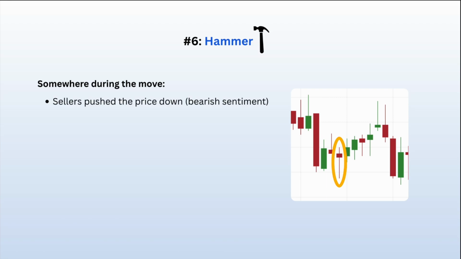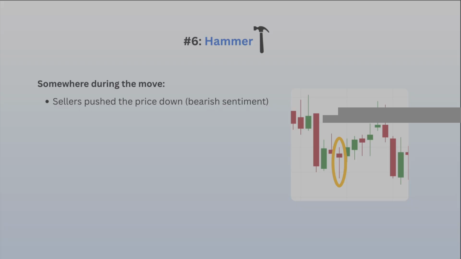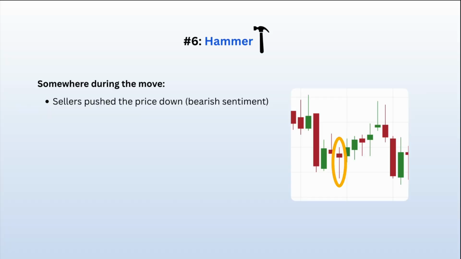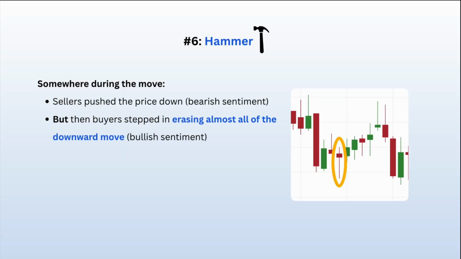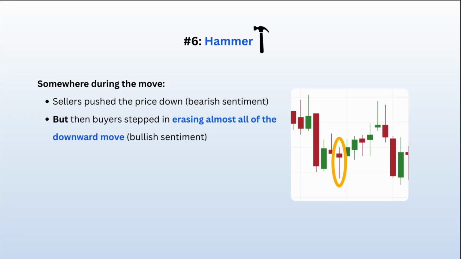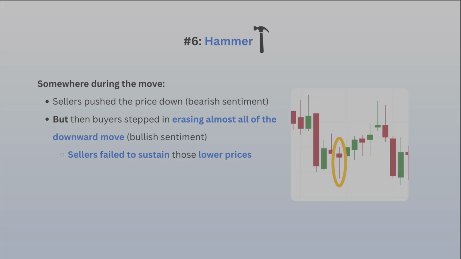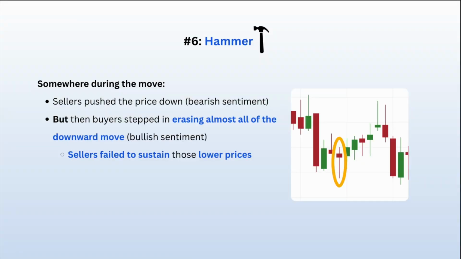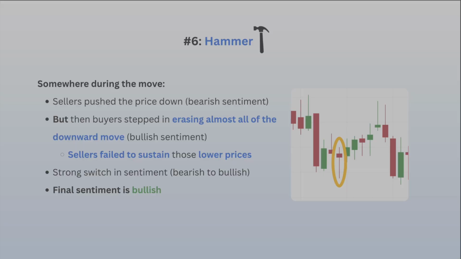We know that somewhere during the move, the sellers pushed the price down, so there was bearish sentiment. And we know this because there is a lower wick. So we know that at some point, the price was at these lower levels. But we also know that the price wasn't sustained at this level. We know that the buyers stepped in, erasing almost all of the downward move. So there was bullish sentiment, and this is when the lower wick got created. So in this case, the sellers failed to sustain those lower prices, where there was a strong switch in sentiment from bearish to bullish. So the final sentiment is bullish.